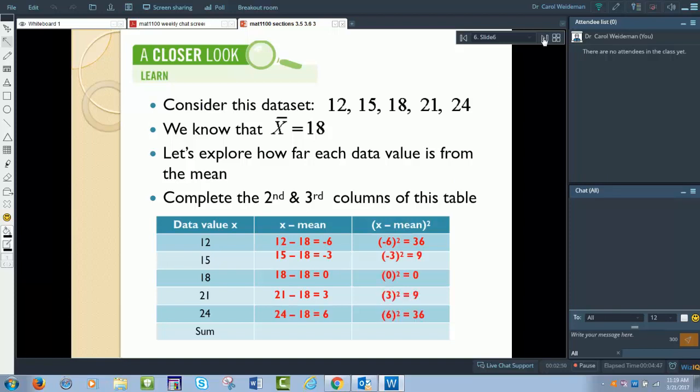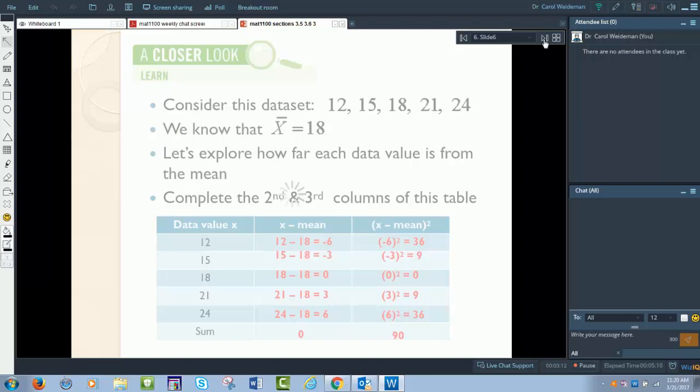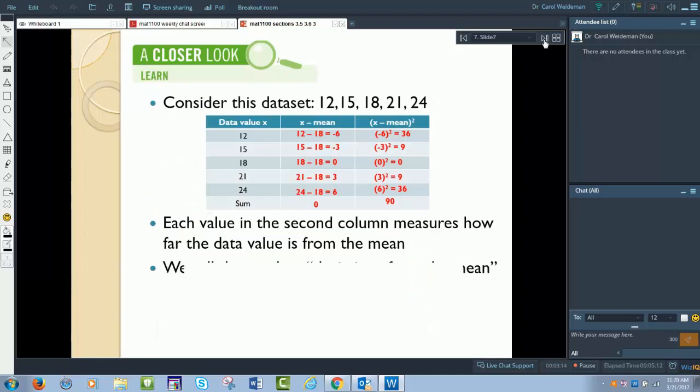Now, one thing I want to point out is if you look at the second column and sum up these numbers, which are just the difference between each data value and the mean, you get 0. That's not very helpful in terms of variation, because for any data set, if you do this calculation, you're always going to get a sum of 0. But when we square the deviations, we won't get a sum of 0 unless the data values are all the same.